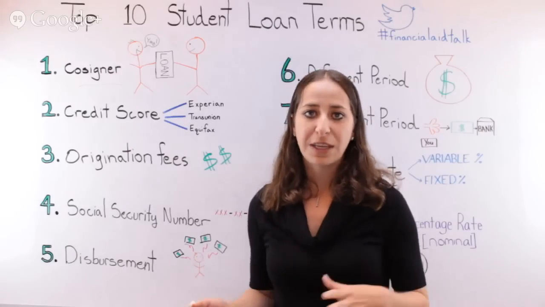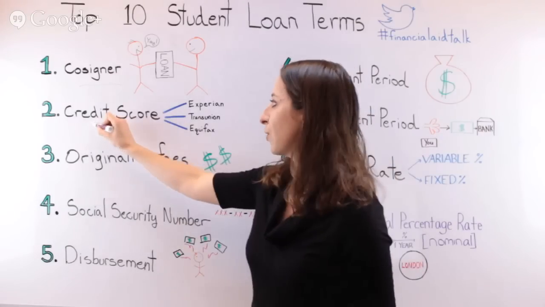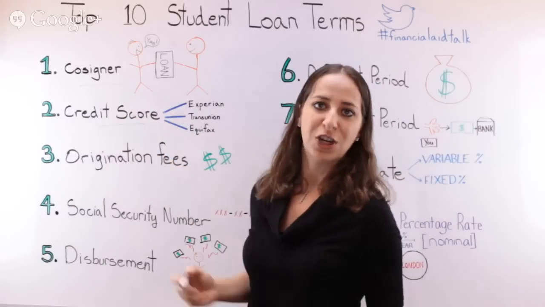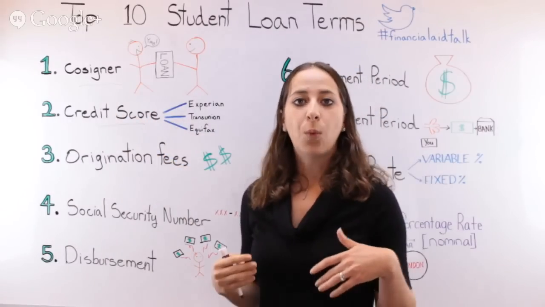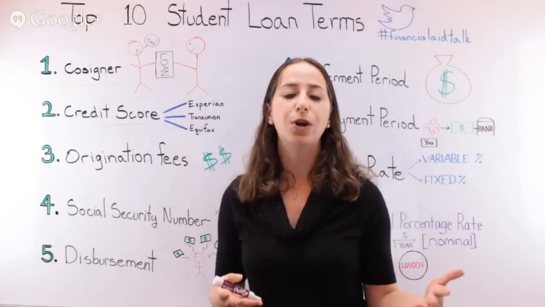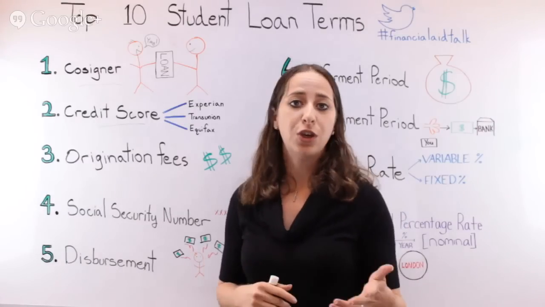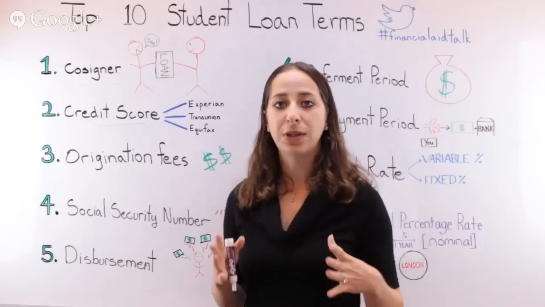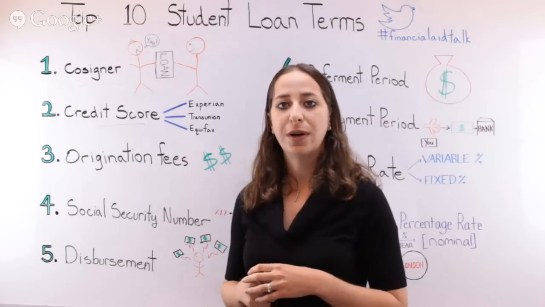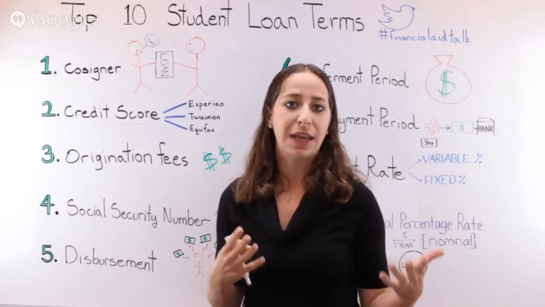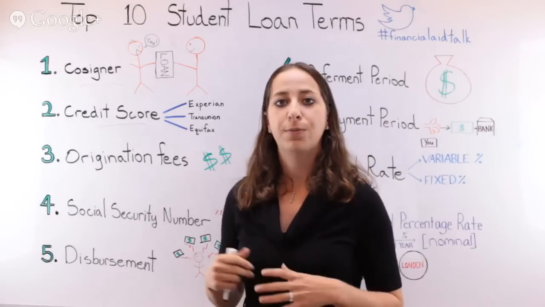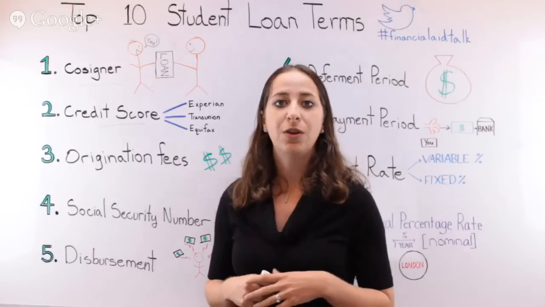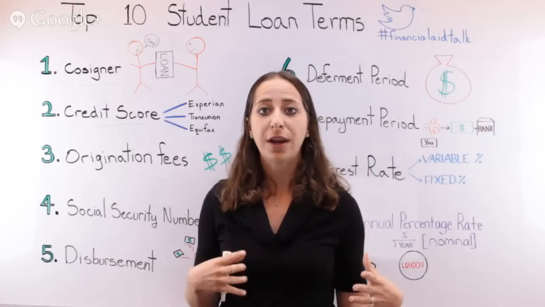Now, that brings me to term number 2, and that is your credit score. And you may have heard this term before. But basically, a credit score is the creditworthiness of either you or your cosigner. Now, keep in mind, if you're an international student, you will need to have a cosigner. If you're a U.S. student, it will help improve the likelihood of getting accepted and under better, more favorable terms. So make sure that you know what your cosigner's credit score is.